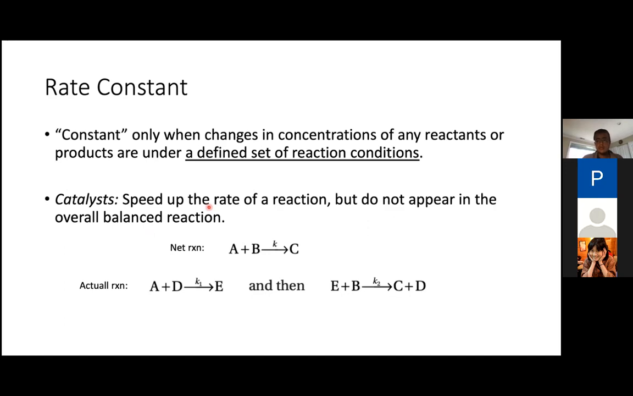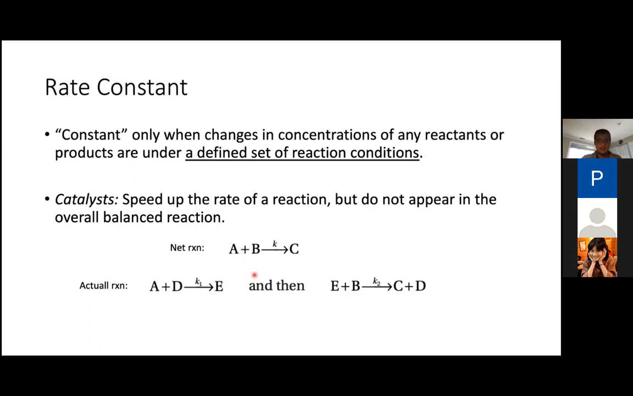So I'm going to be going through different factors that influence the rate of a reaction. And another important thing to note as I go along this presentation is the concept of catalysts. You've all heard of them before. Enzymes are very important biological catalysts, and they speed up the rate of a reaction, but do not appear in the overall balanced reaction. And that's because they're not consumed.